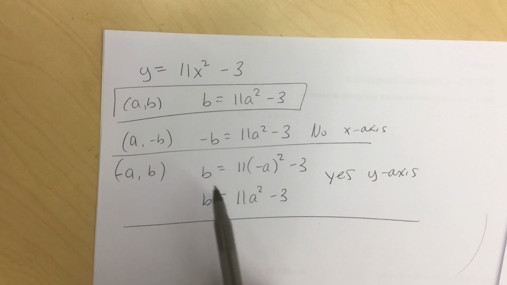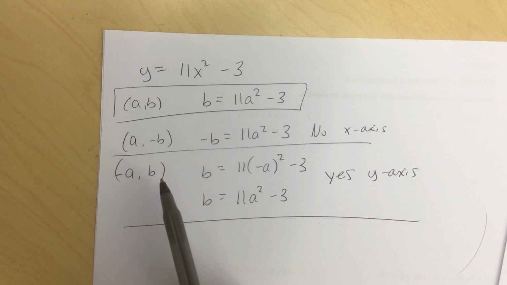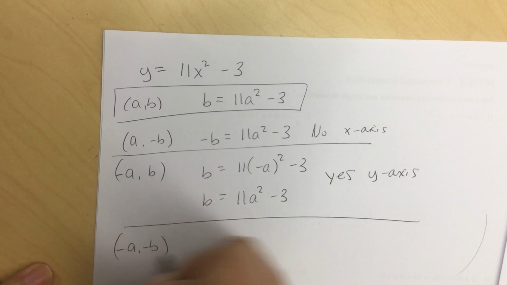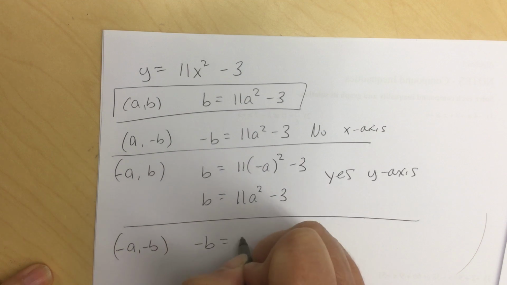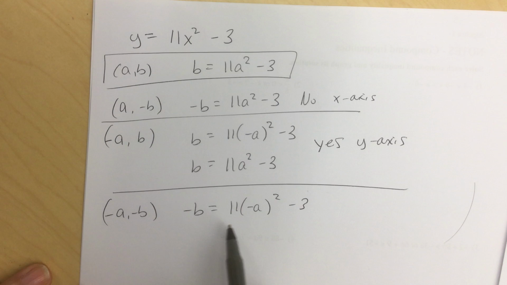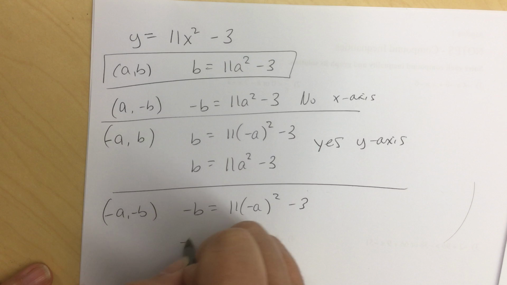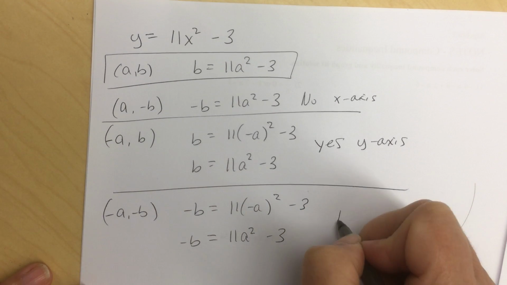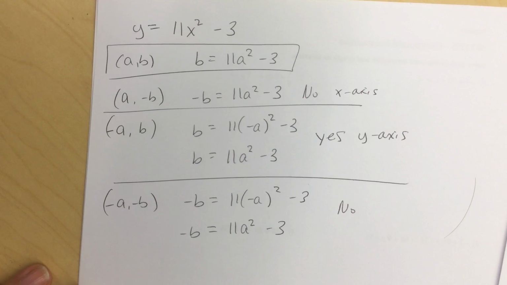Now I can tell if I plug in a negative A and a negative B, it's not going to work. But go ahead and do it. You'll get to where you can do shortcuts. Because it's going to change the sign of the B and the A, but the 3 is still going to say minus 3. So negative B is equal to 11A squared minus 3, so that is not the same.